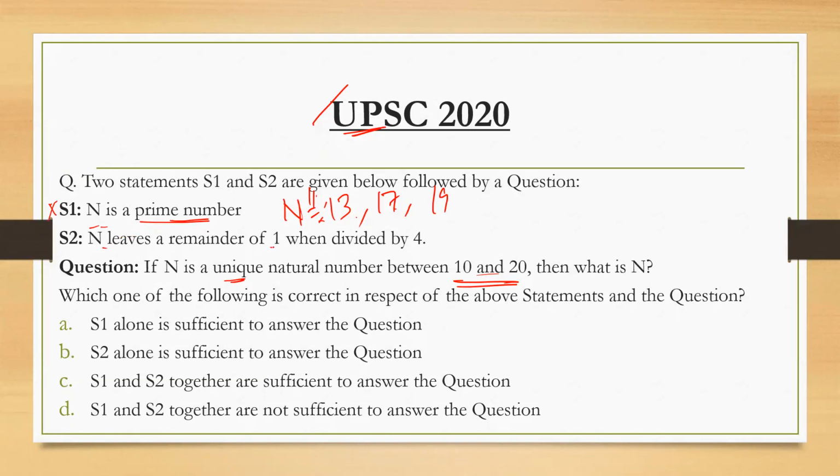Now n leaves a remainder of 1 when divided by 4. If it has to lie between 10 and 20, that means n is 13 or 17. 13 when you divide it by 4, the remainder is 1. 17 when you divide it by 4, again the remainder is 1. So statement 2 also does not answer your question because you're not getting a unique value. It is clearly given n is a unique natural number. Only one value is possible.